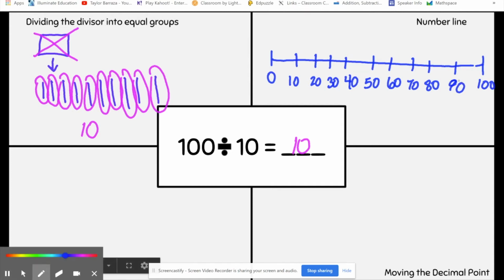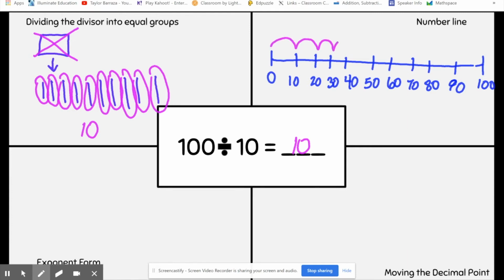I can see if my answer was right by checking how many times it takes to skip count by tens in order to reach 100. Please pause the video to try this on your own. When you're ready to check your work, press play. Based on my number line, I was able to skip count by tens 10 times before I reached 100. So this strategy also shows that my answer should be 10.